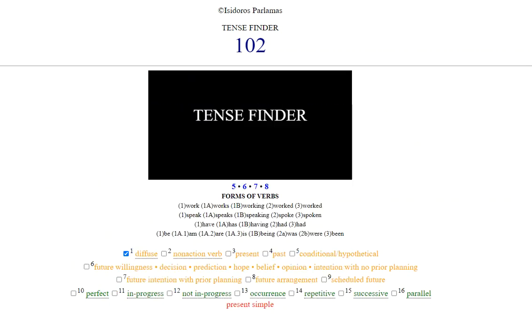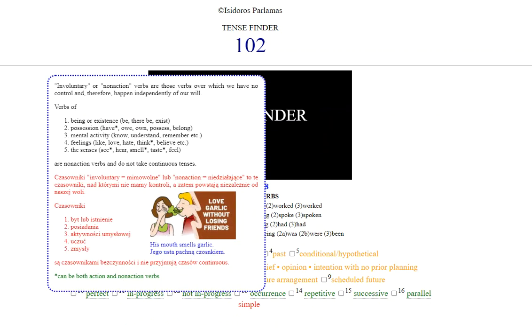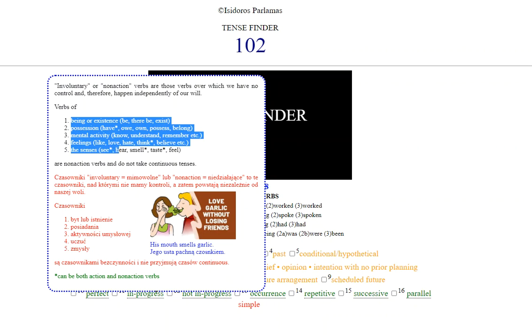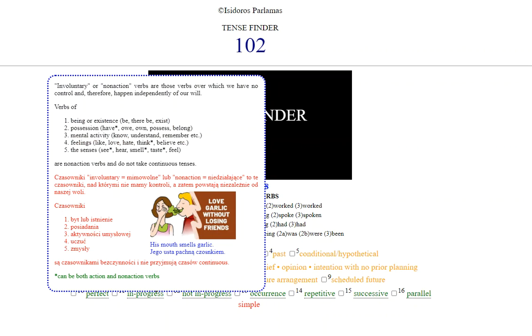Now a non-action verb, this is very important to understand. With non-action verbs we always use simple tenses, okay? It's a simple tense, okay? Non-action verbs don't take continuous tenses, and we have no control over non-action verbs. They are the verbs of being or existence, the verbs of possession, mental activity, verbs of feelings, and verbs of the senses. For example, his mouth smells garlic. Even though this is in progress, we cannot use continuous.